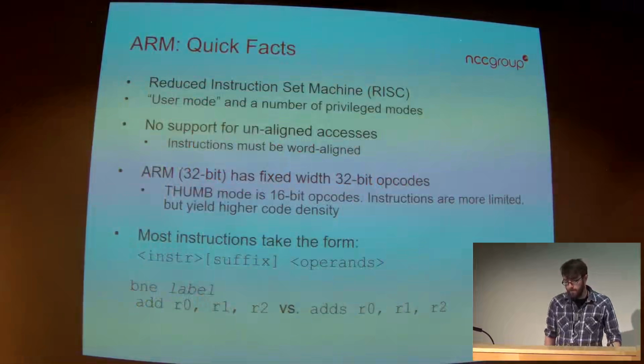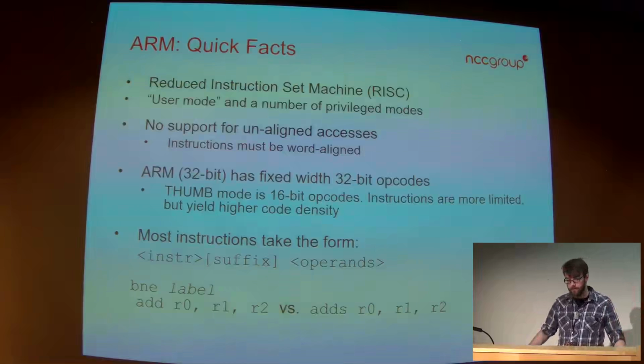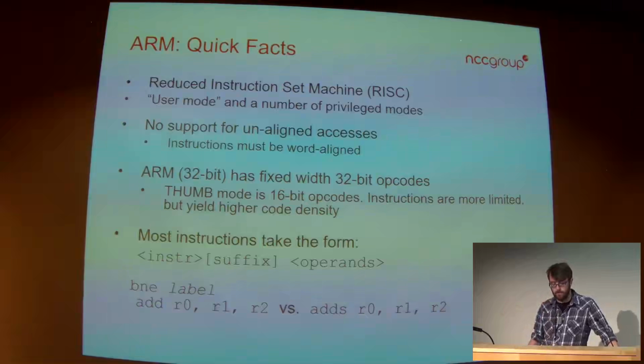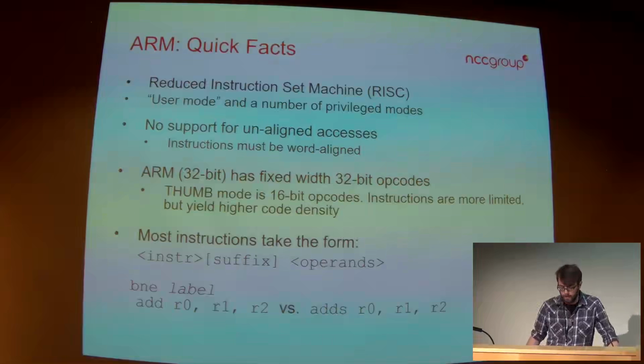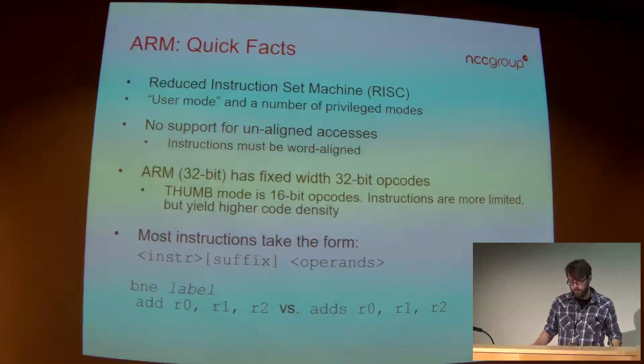Quick facts, a little bit about ARM. I'm not going to spend a ton of time diving into details. I just want to give you the high level so you can go on your merry way and do excellent work. So it is a reduced instruction set machine, meaning simpler instructions as opposed to CISC. I think x86 is technically CISC, and ARM is technically RISC. There is a user mode and other privileged modes. You don't have to worry about that too much, but there's no support for unaligned access.